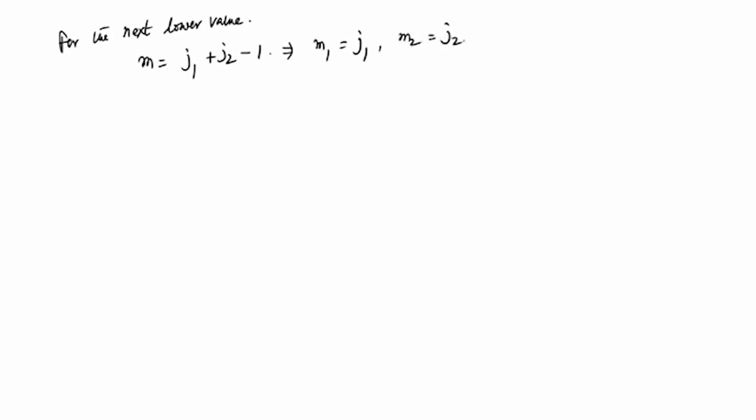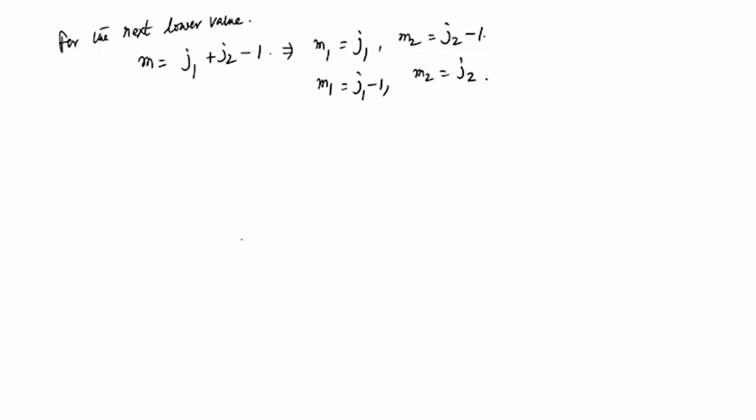So, for the next one, at least do this for the next lower value, so to say, of J. M is equal to J1 plus J2 minus 1, and this tells you that M1 can be equal to J1 and M2 equal to J2 minus 1, or it is the other way around. So, M1 equal to J1 minus 1, or M2 equal to J2, that is possible.